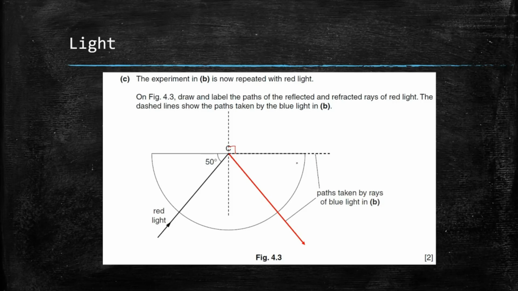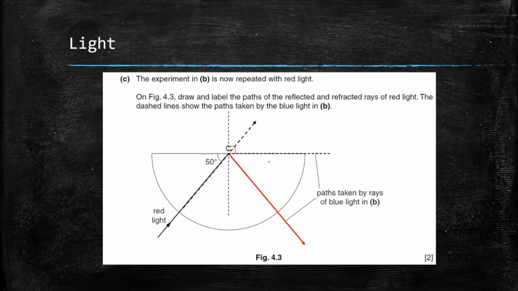The path taken by the red light after the refraction will be slightly above the blue light. Why? Because red light has longer wavelength than the blue light. The longer the wavelength, the closer the light will be bent from its original path. Or in other words, we can say that the shorter the wavelength, the farther the light will be bent from its original path. The original path of the red light is this one.